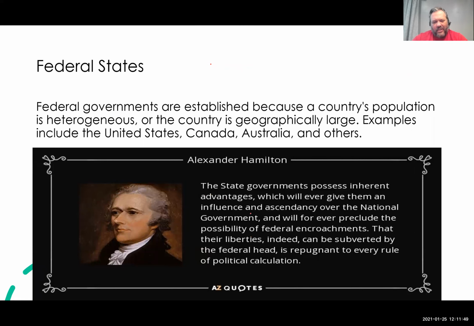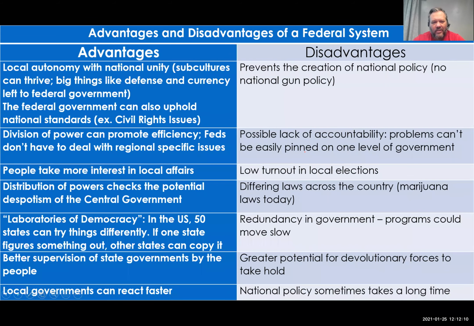You can pause it and read it if you want. But he's saying that the states are going to retain power. So what are the characteristics of countries that would use a federal system? When their population is heterogeneous and they are geographically large. And this certainly fits for the U.S. Both of those apply. The U.S., Canada, Australia, those are all examples.